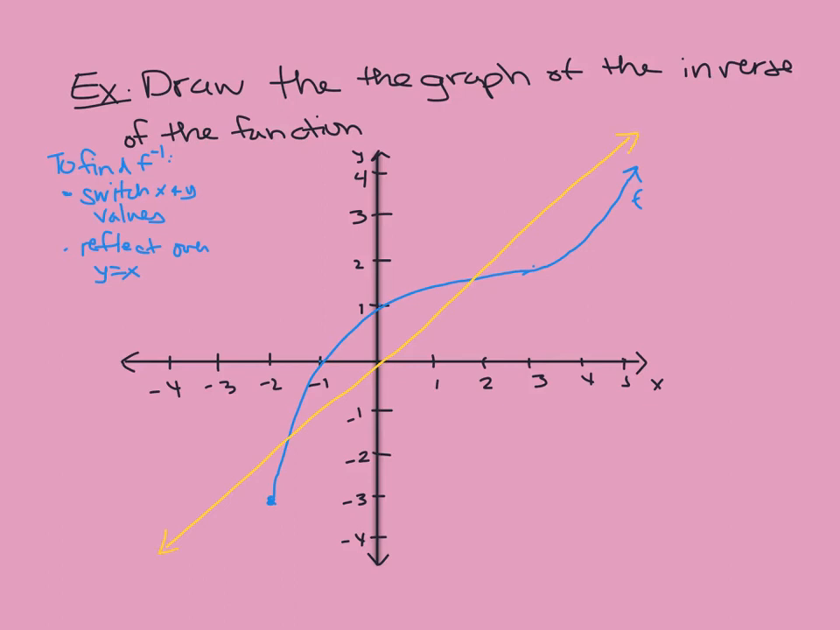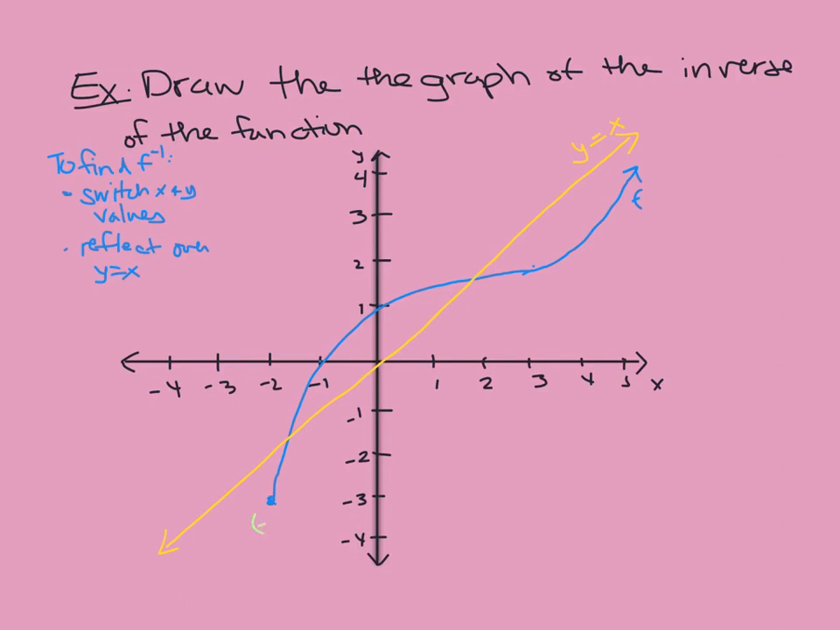So this yellow one is y equals x. You can just think that if we were to take this blue function and flip it over that line, that would give us the inverse. Now, some people are not very good at being able to visualize that. So the other way is you can switch the x and the y values and just plot points, and then maybe use the y equals x line to help you get the right shape. That's usually the way that I do it.